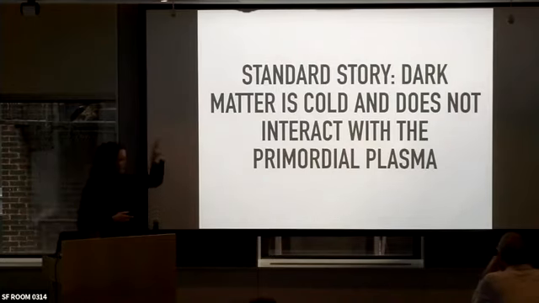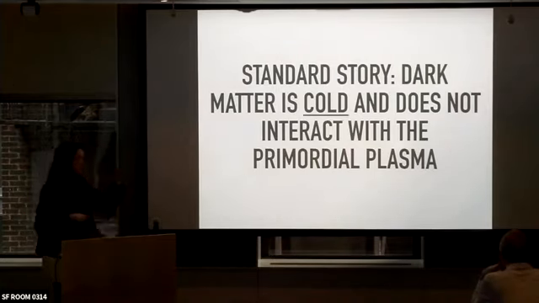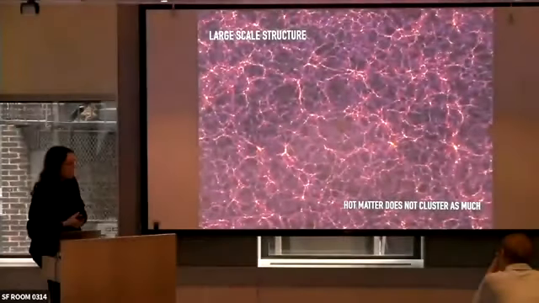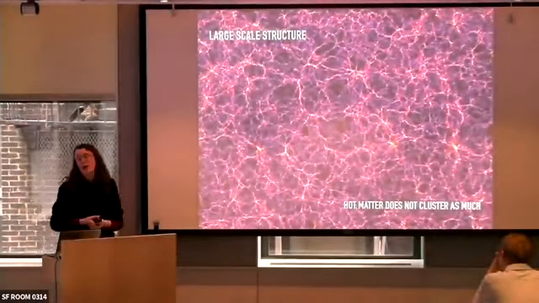So this is a two-part statement, so let me break it down first by focusing on the statement that dark matter is cold. We know that because when we look at large-scale structure, things look pretty clumpy, and hot dark matter does not cluster as much.